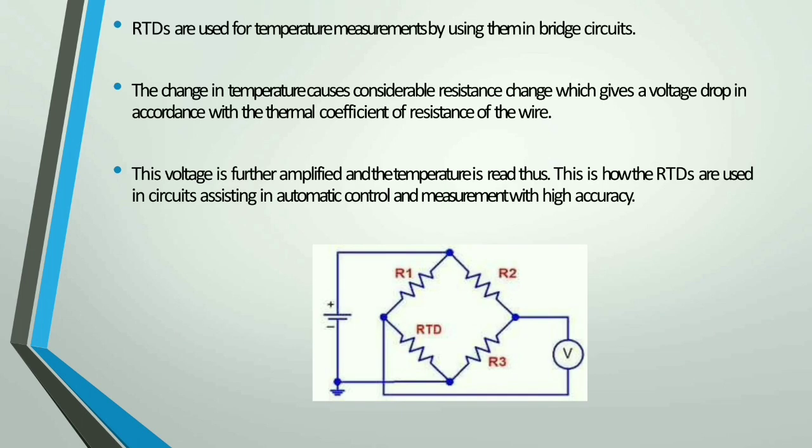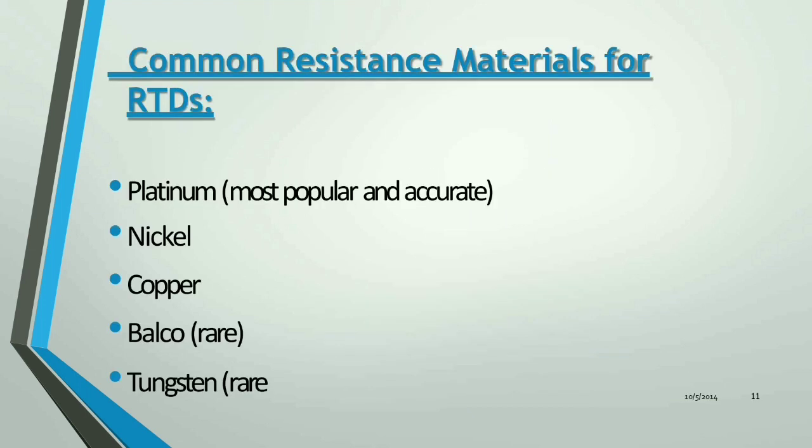RTDs are used for temperature measurements by using Wheatstone bridge circuits. The change in temperature causes a considerable resistance change, which gives a voltage drop in accordance with the thermal coefficient of resistance of the wire. This voltage is further amplified and the temperature is read thus. This is how the RTDs are used in circuits, assisting in automatic control and measurement with high accuracy.